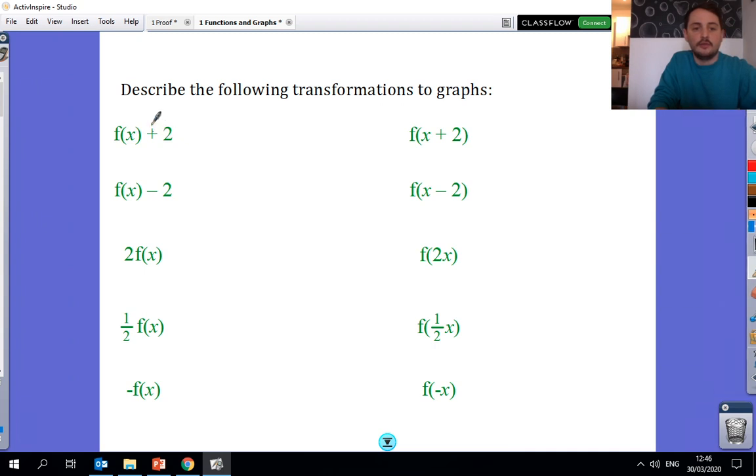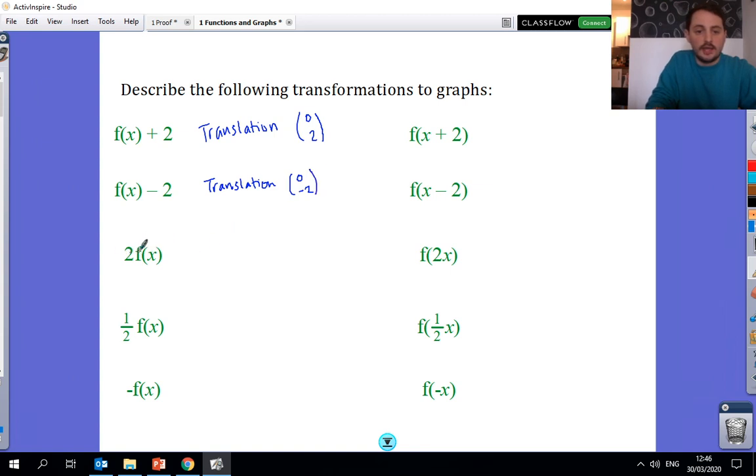Okay, so this first one here where we're just adding on 2 to the function, this is just going to be a translation, and it's going to move 2 up. So remember what translation 2 up would look like. It would be (0, 2). So the whole graph just moves 2 spaces upwards. This one, similarly, will be a translation, and this time it's not going to be going 2 up, it is going to be going 2 down.